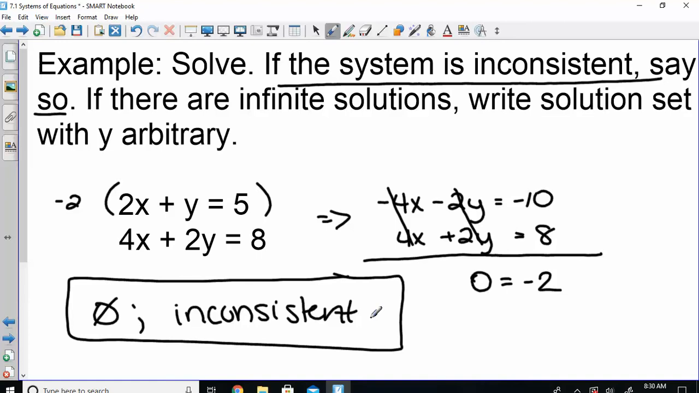So again, you'll know that anytime you solve and your variables cancel and you're left with a false statement, 0 equals 5, 0 equals -2, those kinds of things.